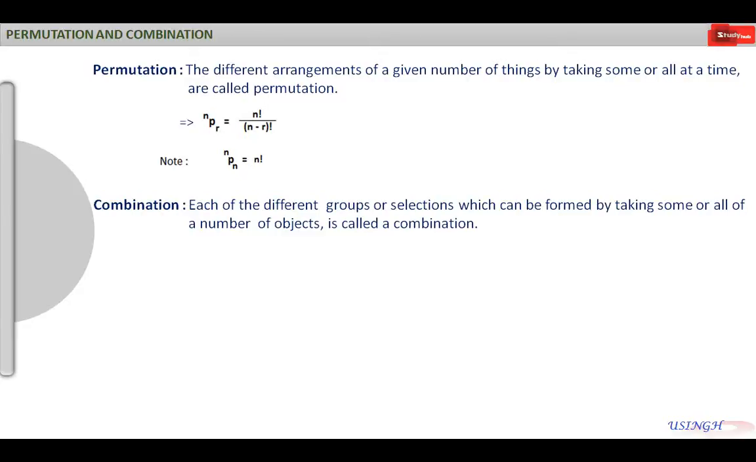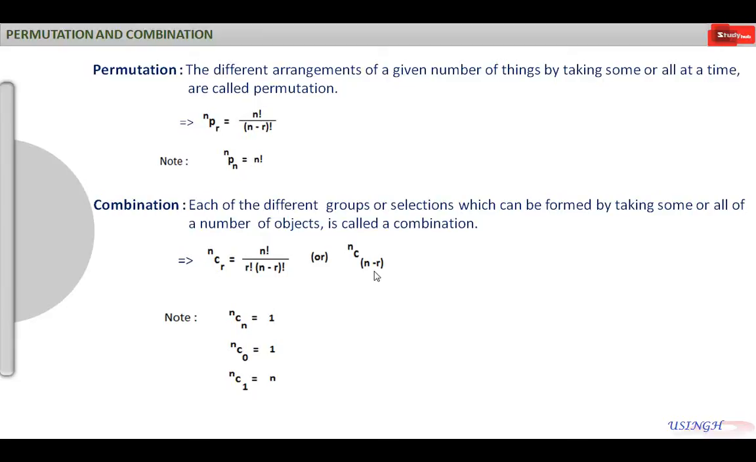Now what is combination? Unlike permutation, combination is the way of selecting several things out of a large group where order doesn't matter. The actual definition is: each of the different groups or selections which can be formed by taking some or all of a number of objects is called a combination. This is the basic structure of combination, that is nCr. Expand it into a formula: n factorial divided by r factorial multiplied by (n minus r) factorial, or in a simple way nC(n minus r).